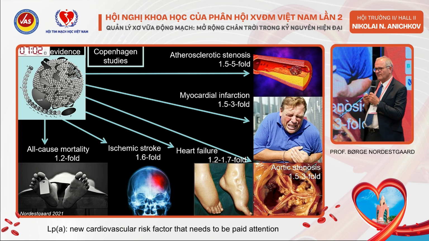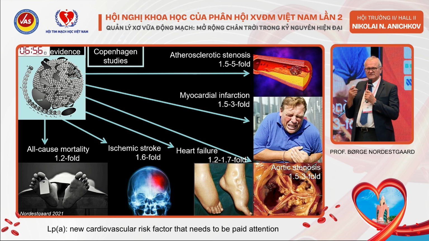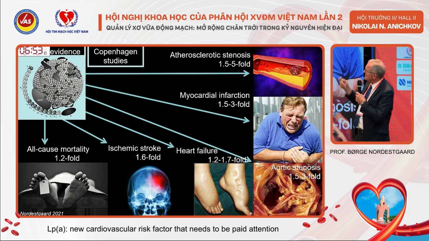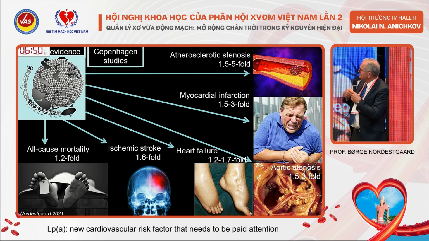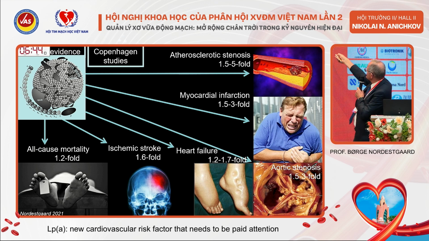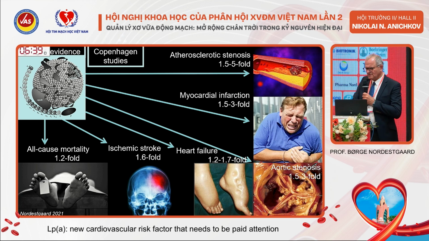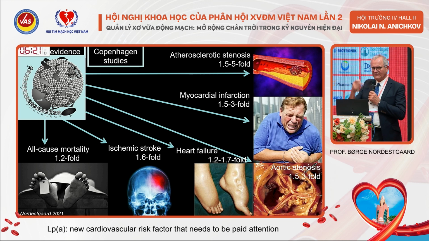Here I just make a summary from our studies in Copenhagen. There are other studies, but we have done a lot of different studies and have a lot of statistical power. If you have genetically high Lp(a), then the risk of atherosclerotic stenosis, and I'm actually not talking about atherosclerosis, I'm talking about atherosclerotic stenosis here, is 1.5 to 5-fold higher with higher and higher levels. Myocardial infarction is 1.5 to 3-fold higher, and aortic stenosis is 1.5 to 3-fold higher. That's interesting: it's not only atherosclerotic stenosis, but also aortic valve stenosis.